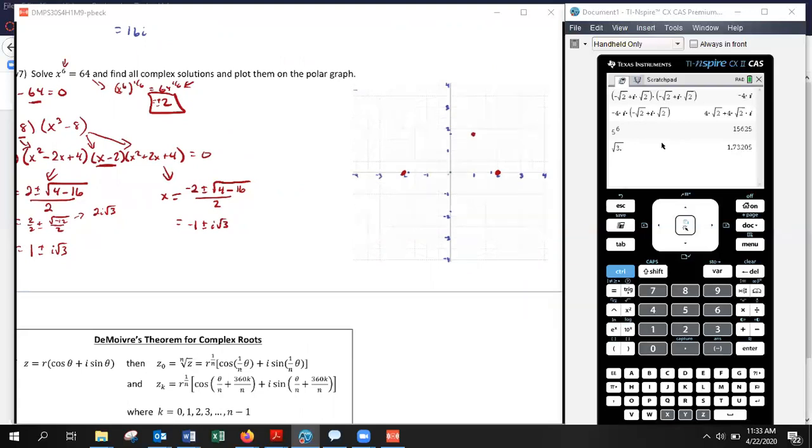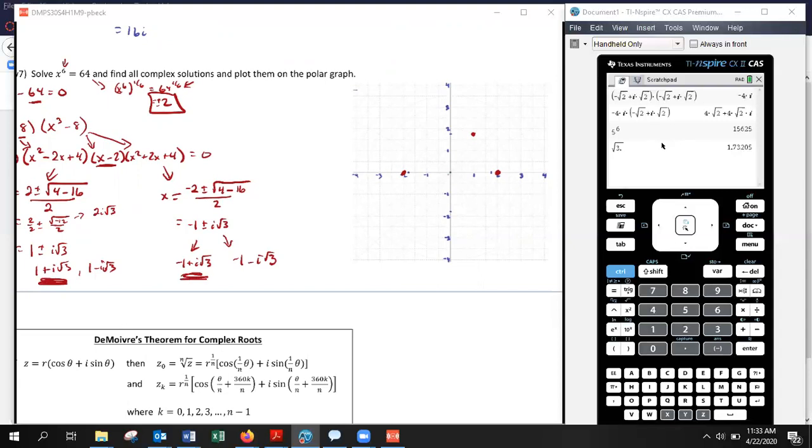So that is our answer. Let me go ahead and write it out. This is 1 plus i square root of 3, 1 minus i square root of 3. We will have negative 1 plus i square root of 3. And then we will have negative 1 minus i square root of 3. So what I did was I just plotted that one.